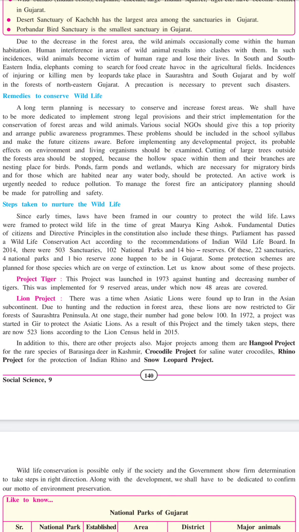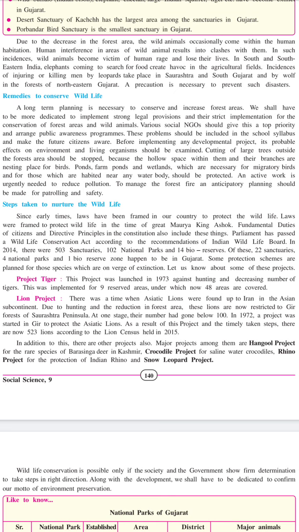There should be active work going on to reduce the pollution. We should also control the forest fire, and anticipatory planning should be made for patrolling and safety. So overall, if we are making strict rules and making the people aware about the problems which are caused by cutting the forest, we can overcome the destruction of the wildlife. So we should make the people aware so that they understand the problems.